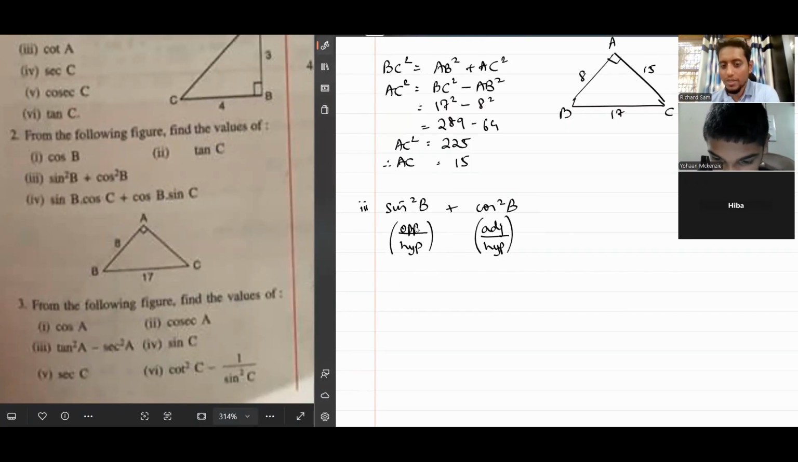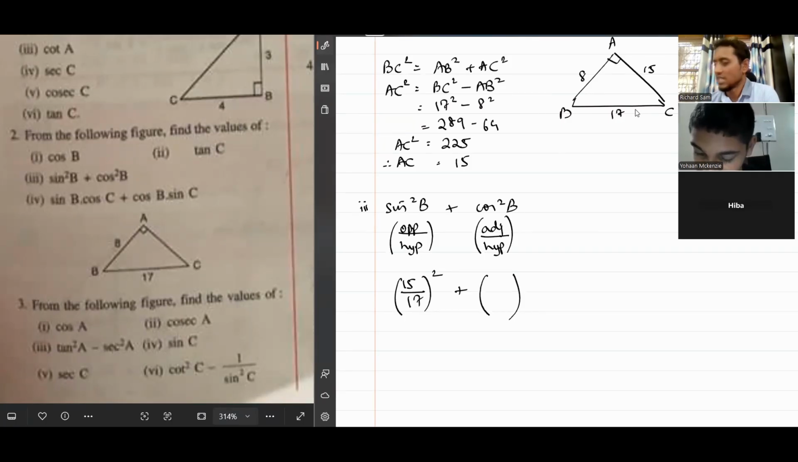Now here, sine square B. So from B, opposite is 15 and hypotenuse is 17. Since it's square here, you also have to apply a square over here. Next, plus. From B, what is adjacent, 17 or 8? 17 is the hypotenuse. That will never change. So the adjacent to B is 8. Hypotenuse 17, whole square.